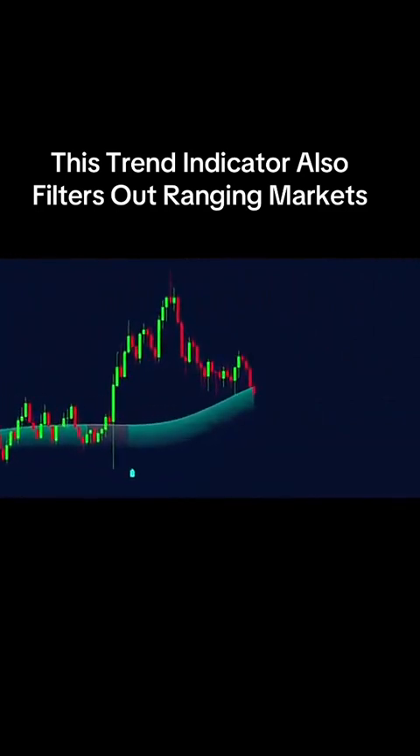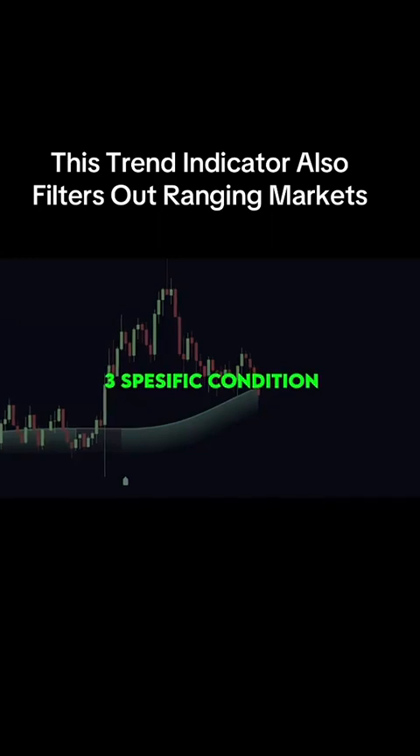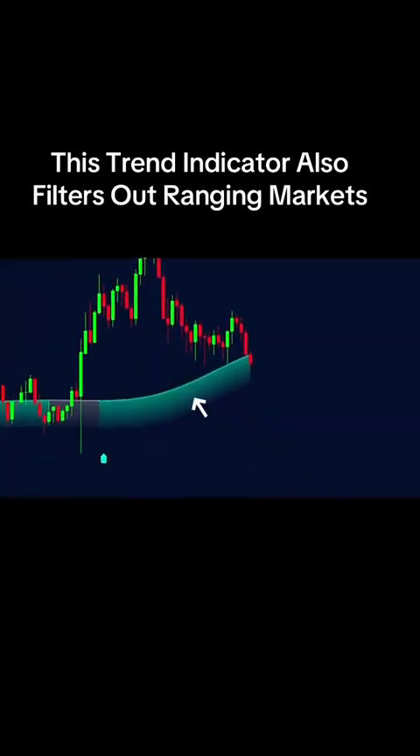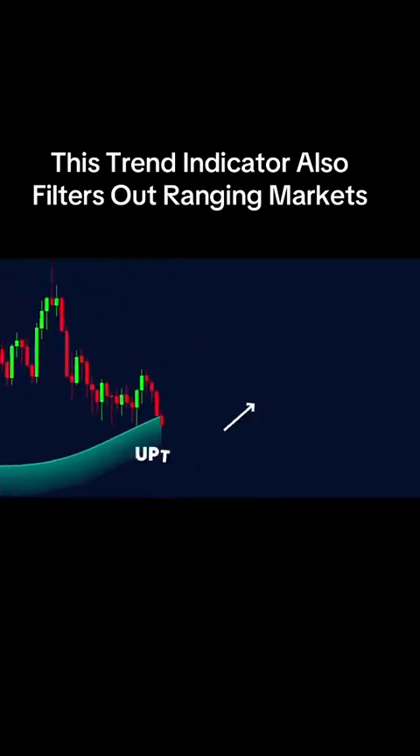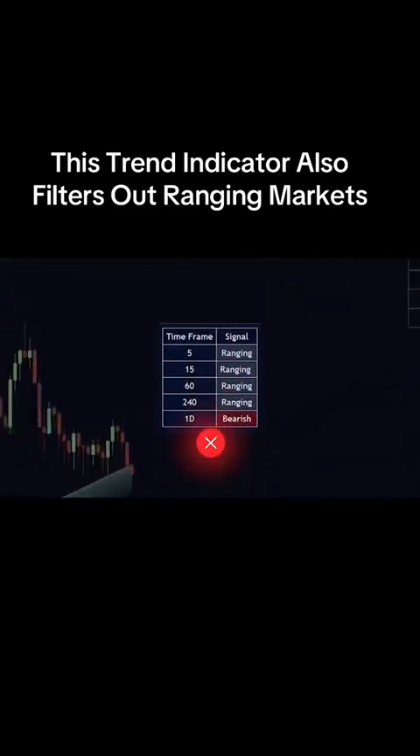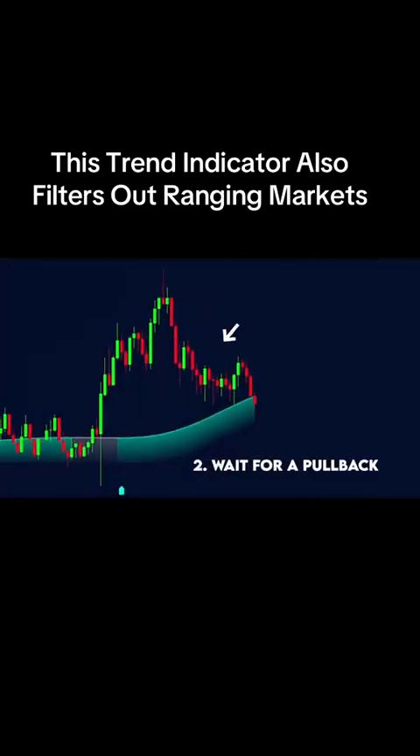For long entries, you need 3 specific conditions to align. First, confirm that the trend is bullish. You want to see the Gaussian band colored green, indicating an uptrend. Check the multi-time frame table to ensure at least 4 of the 5 time frames show bullish, not ranging or bearish. Second, wait for a pullback to the Gaussian band.